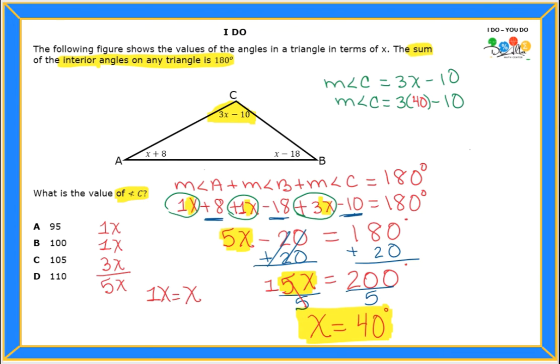So notice what I did. The 3 is multiplying the x. So the 3 is still there, but the x is being replaced with a 40. Okay? So let's continue. The measurement of angle C will be equal to 120 minus 10, because that's 3 times 40. So the measurement of angle C is actually 110 degrees, right? So my answer will be letter D for that one.